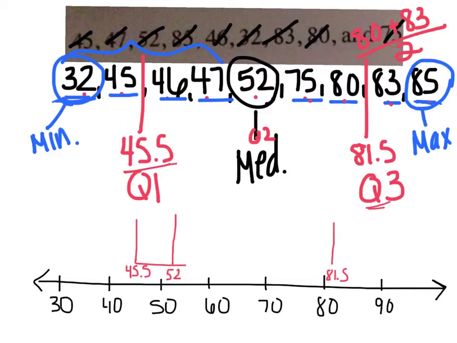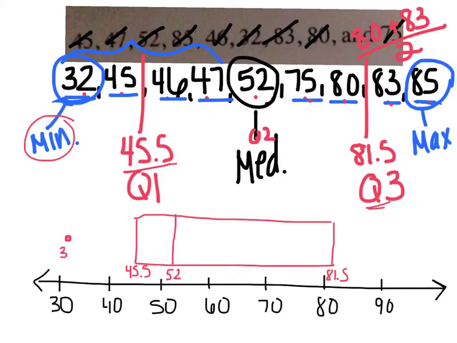And then we're going to connect those to make our middle 50%, right? 50% of our data falls between 45.5 and 81.5. And then we need to make our whiskers coming out to extend to our minimum and our maximum. So 32 is our minimum. I'm going to put a dot now up here above 32. Again, labeling 32 so that there's no question on what that number is. And then I draw it.